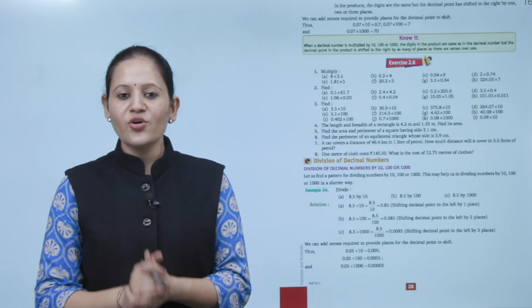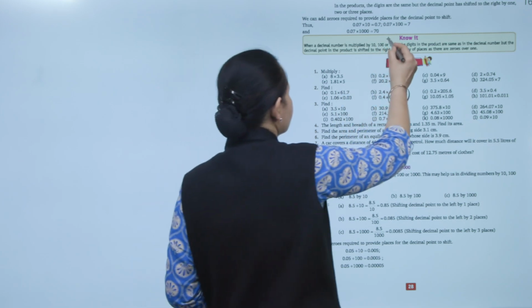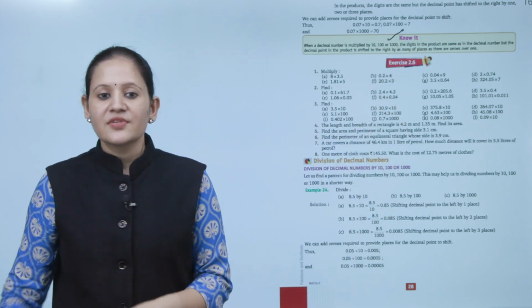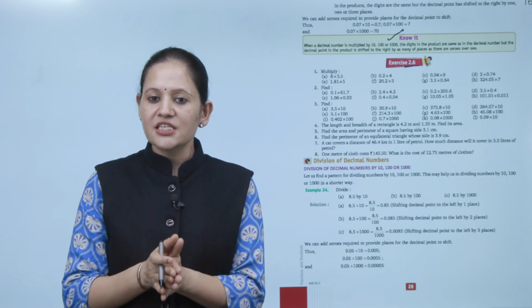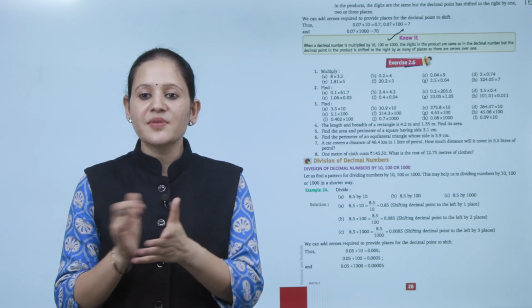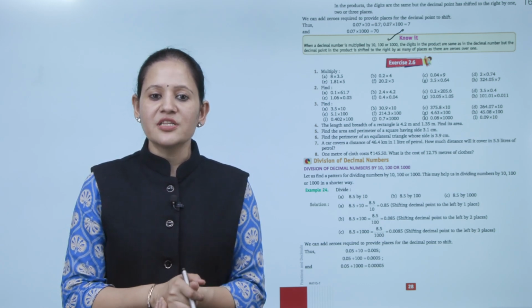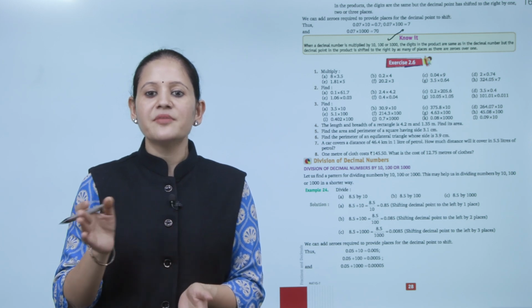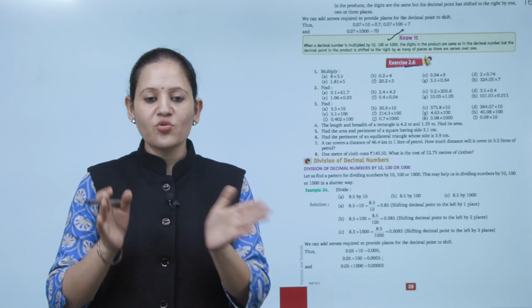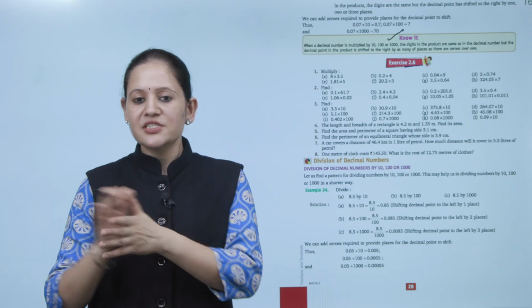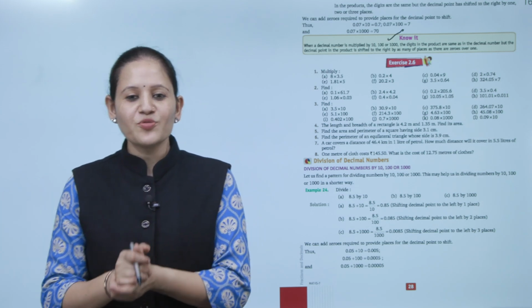Next is Know it. When a decimal number is multiplied by 10, 100, 1000, the digits in the product are the same as the decimal number, but the decimal point in the product is shifted to the right by as many places as there are zeros over 1. Meaning, according to the number of zeros, the decimal point shifts to the right. Next is exercise 2.6.